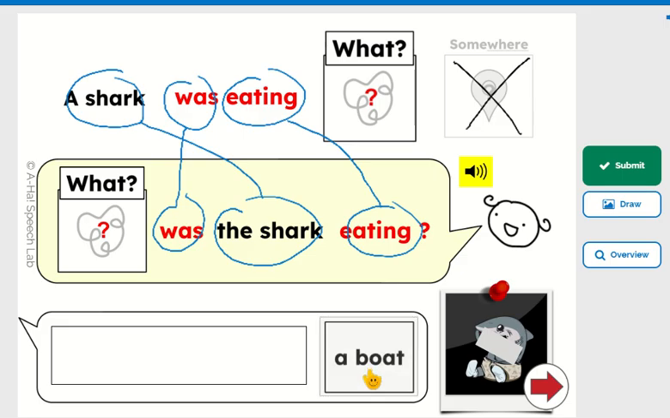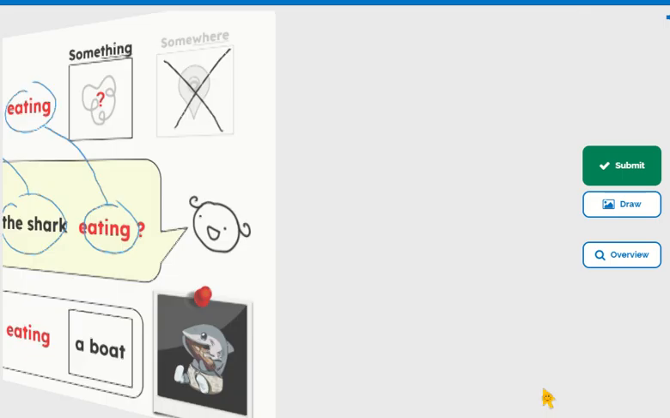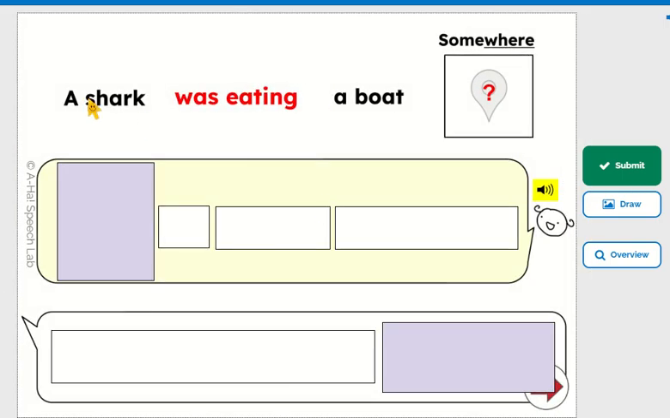Let's find out. A boat. A shark was eating a boat. Click on it and you'll see the boat. So look, the shark is eating a boat. Now we still have to find out somewhere. The shark was eating a boat somewhere.